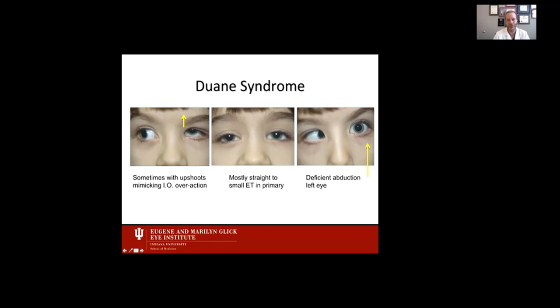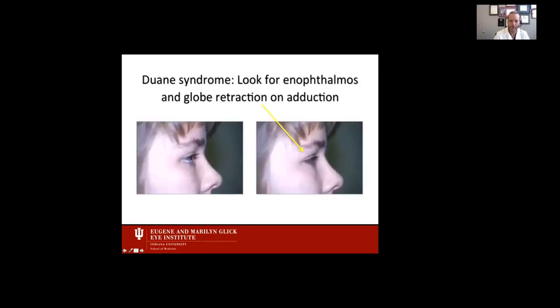Another characteristic of Duane syndrome, this is a type 1 case that we're looking at now. This patient is getting an upshoot here. Now, this limitation here might suggest that it's a type 3, but this upshoot we'll talk about because these are also characteristic of several of the Duane syndromes.